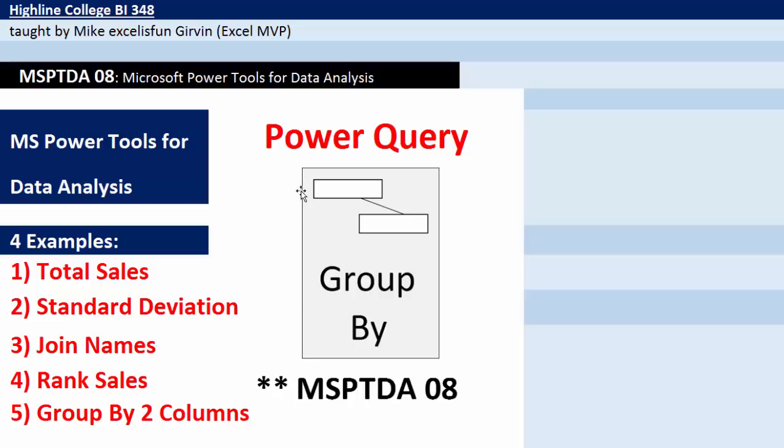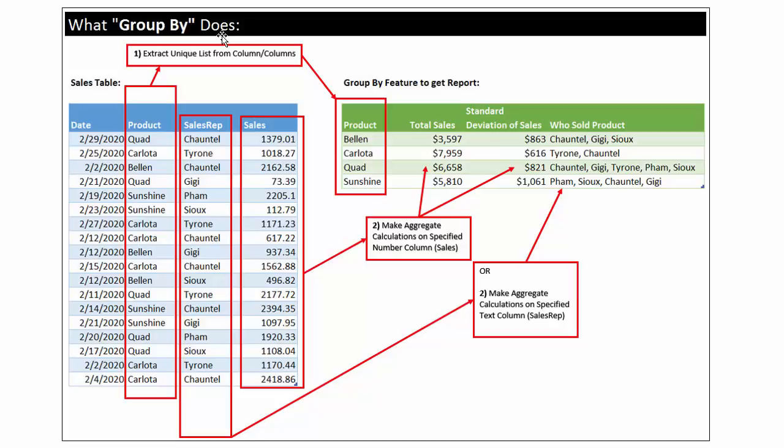Now let's talk about what Group By is. Group By does two simple things. It will take a column and extract a unique list of items. And then, based on that unique list of items, we can say, hey, look at the sales column and make aggregate calculations like total sales or standard deviation. And we can tell it to look at a sales rep column filled with names and do something like join all the names together.